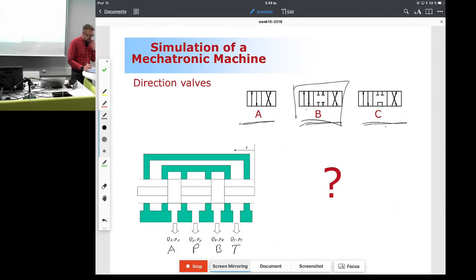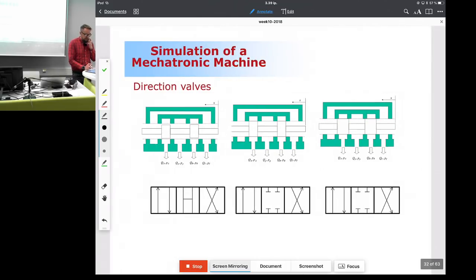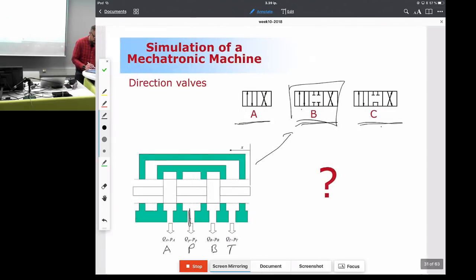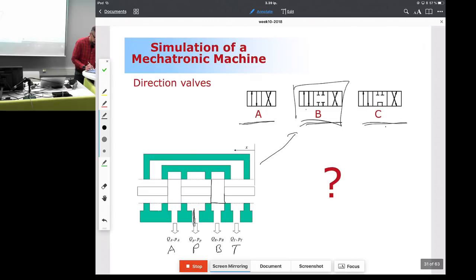Why? Because when it is in the middle location, the pressure is not connected to anywhere. Tank is not connected to anywhere. A is not connected to anywhere, so it's just blocked. This is a typical scenario for the direction valve. The lands of the spool, the ones like these here, are just exactly the size of the drilling, so they are just barely able to cover the port such that there is no leakage.